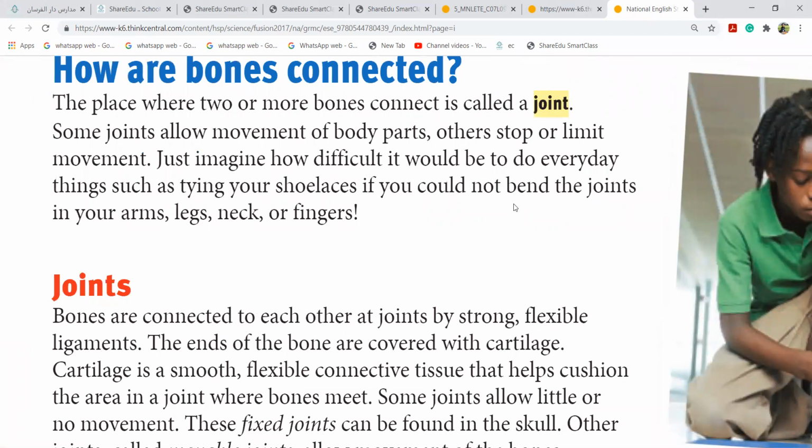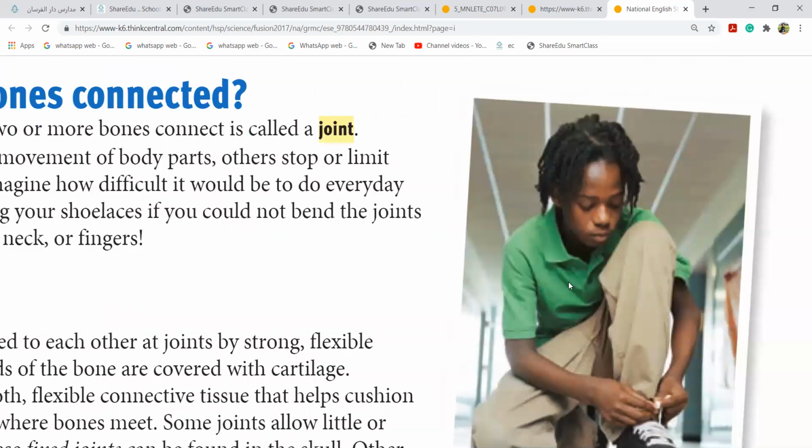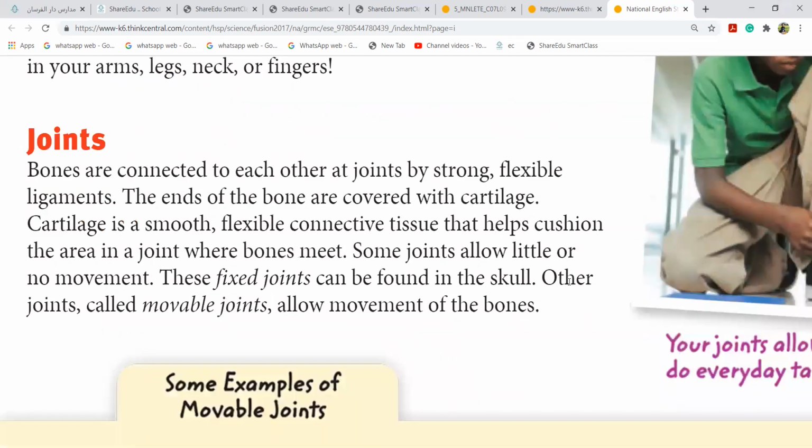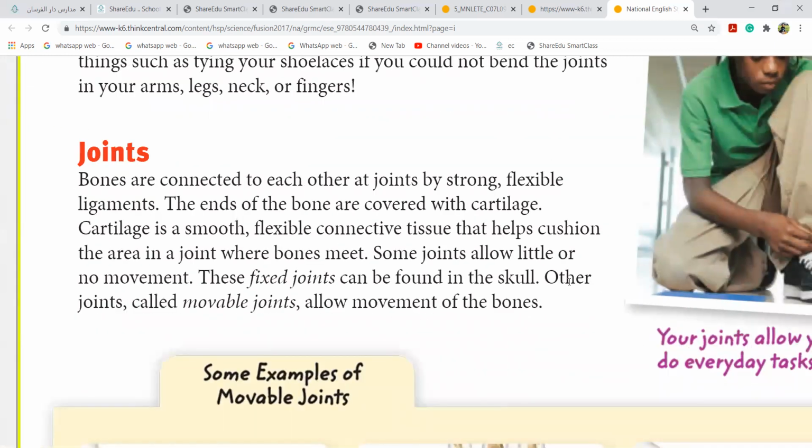The place where two or more bones connect is called a joint. Some of the joints allow movement of body parts, others don't. Girls, if you could not bend your hands, imagine how you would tie your shoelace? How would you work if you couldn't bend your fingers? Will you be able to write? No. So joints are where bones are connected to each other. Bones are connected to each other at joints by strong, flexible ligaments. The joints are where you find that ligament.